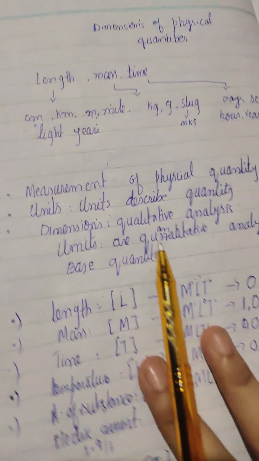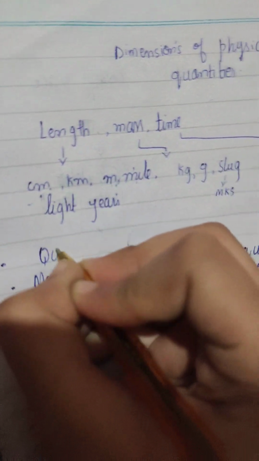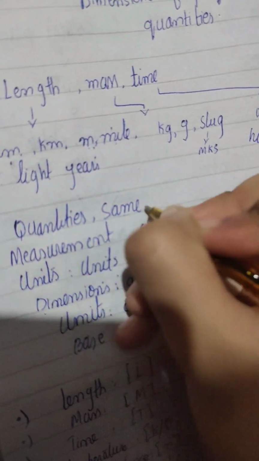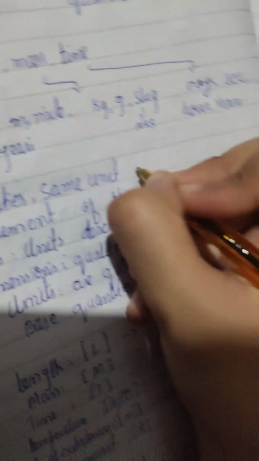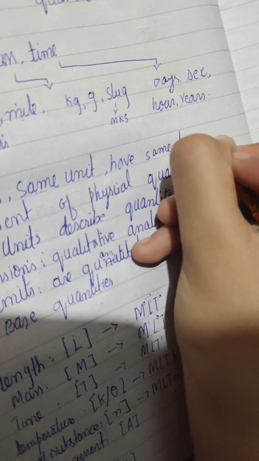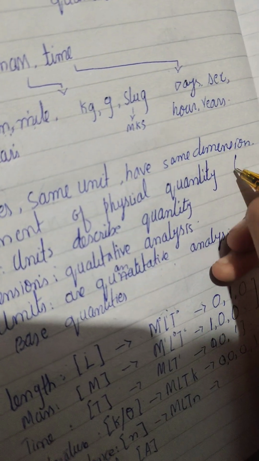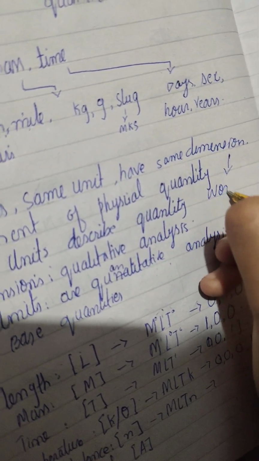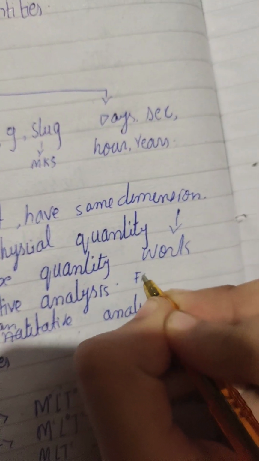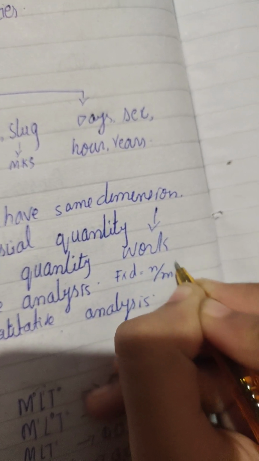One more point I want to let you know, that the physical quantities which have same units have same dimension. Okay, I'm gonna give you the example. If I could give you the example of work, okay. So work formula is force into distance. Force unit is Newton, and distance unit is meter, Newton meter, right?